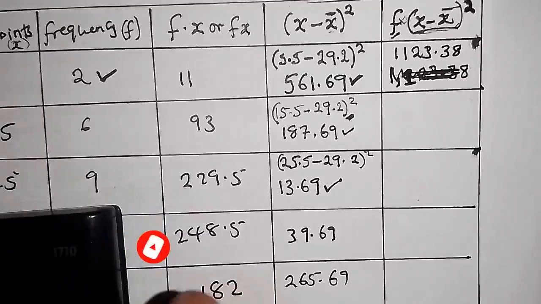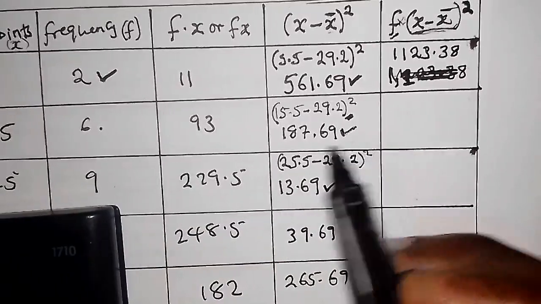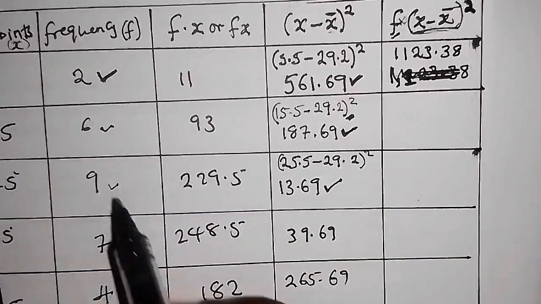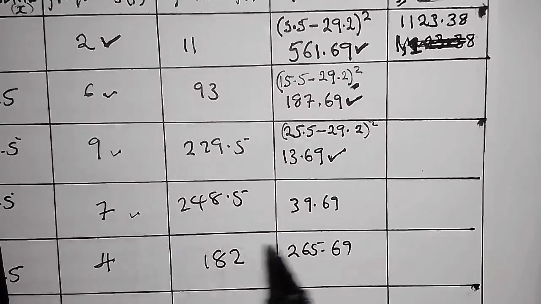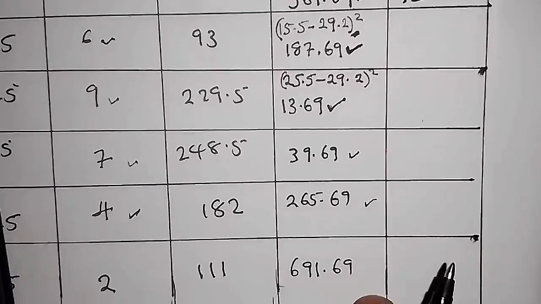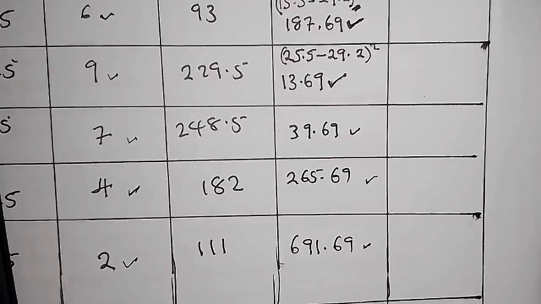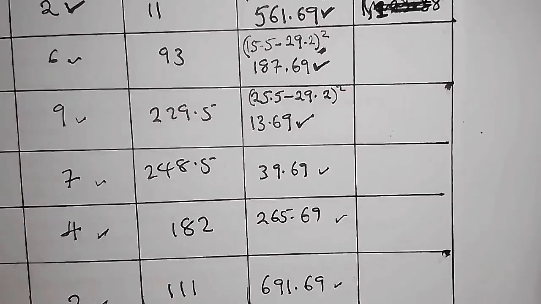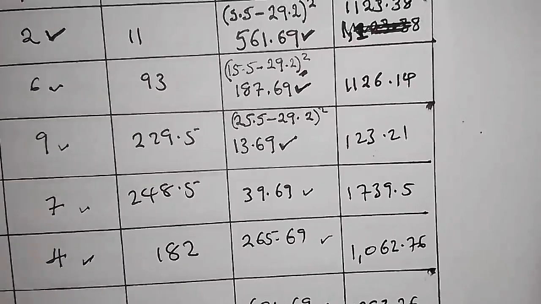Okay, so just do the same. This one multiplied by this one. So 6 multiplied by this one, then 9 multiplied by this one, and then 7 multiplied by this one, 4 multiplied by this one, then finally the 2 multiplied by this one. I've done that in advance. Let me just fill it up. Okay, so this is how it looks.